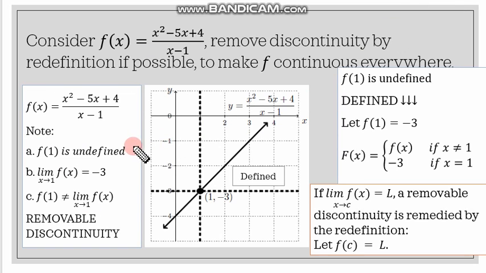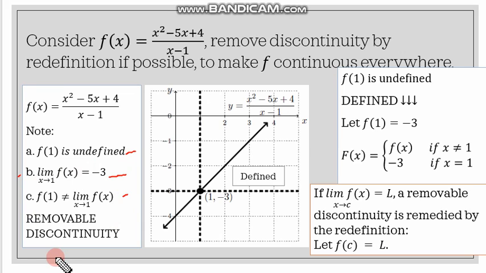So again, our f of 1 is undefined. The limit of the function is negative 3. So for the third condition, f of c is not equal to the limit of the function. Our function is discontinuous at x is equal to 1. Specifically, this is a removable discontinuity because our limit exists.